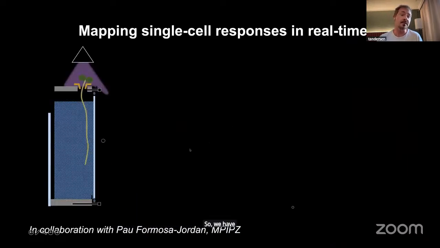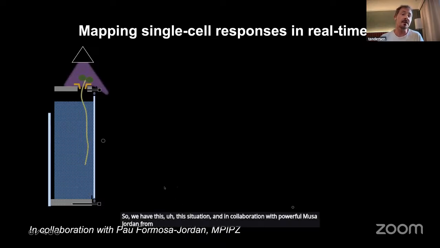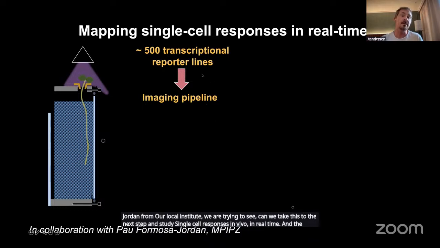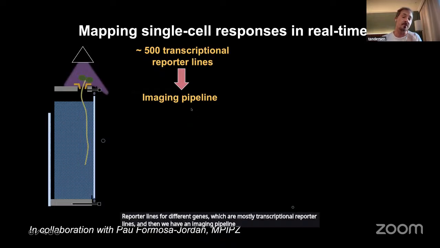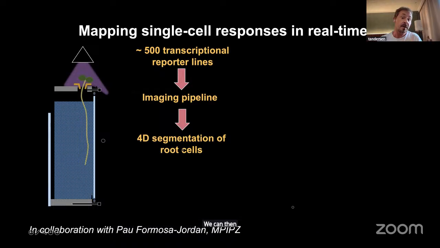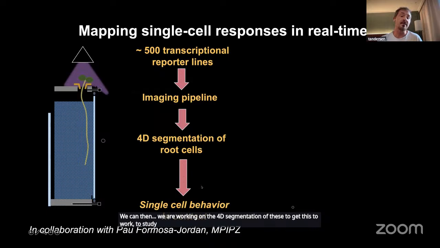So we have this situation, and in collaboration with Pau Formosa Jordan from our local institute, we are trying to see, can we take this to the next step and study single cell responses in vivo in real time. And the way we do this is that we constructed about 500 different reporter lines for different genes, which are mostly transcriptional reporter lines. And then we have an imaging pipeline where we image the roots over time. We are working on the 4D segmentation of these to study responses. And that way we can map and see how much of a signal we detect in each cell over time.